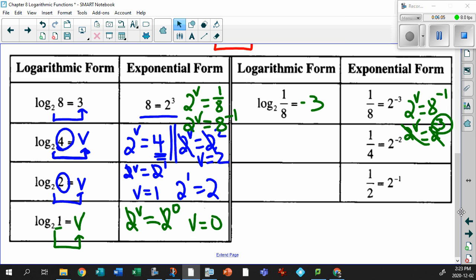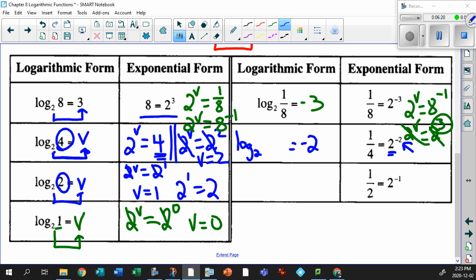Take a look at the next one. Same idea, right? There's your base. So you're going to write this as log base 2, right? Log base 2 is going to equal negative 2. And what are you going to take the log of? You're going to take the log of a quarter. Think about it. 2 to the exponent of negative 2 is going to give us our original value.